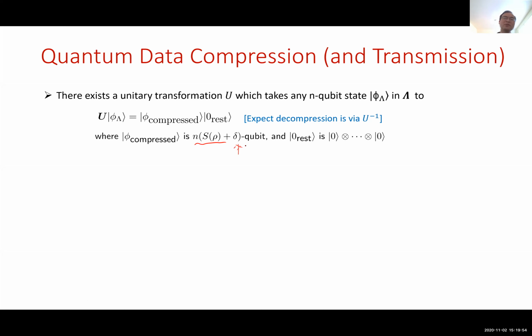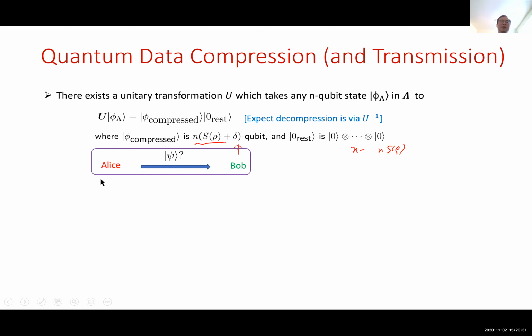Delta just allows you to add some small number. Okay, so you can basically forget the delta. So you can compress to n times the entropy number of qubits, and the rest you would transform to a fixed state 0. The 0 is a product of 0s, for example. And the number would be just m minus n times S, so just ignore the delta, okay?